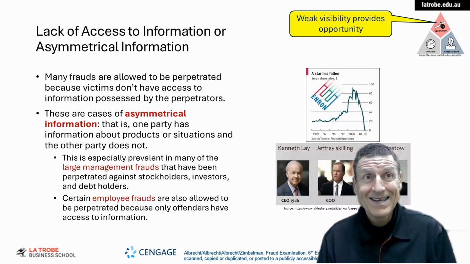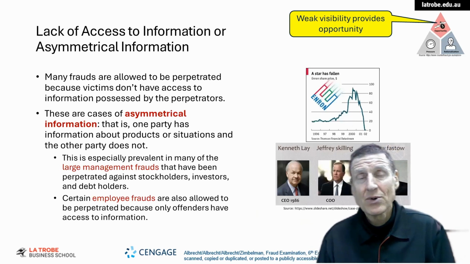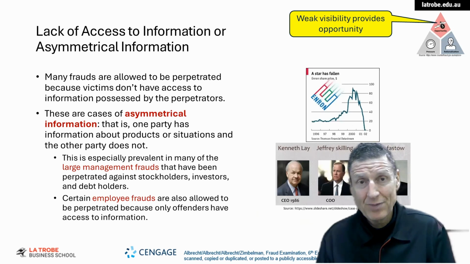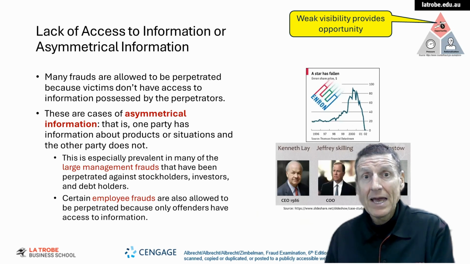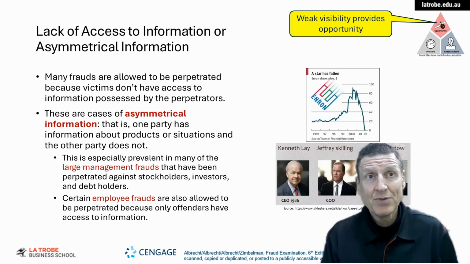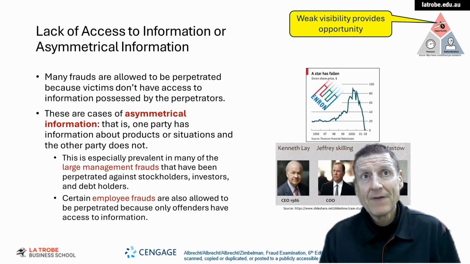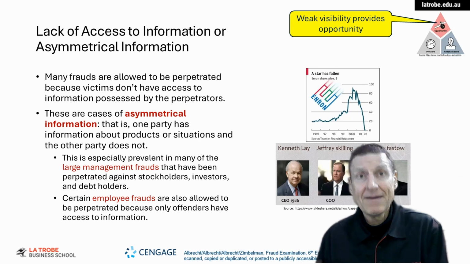Related to that is the lack of access to information, or asymmetrical information. The same idea, but now we're talking about management fraud. Before, it was the mechanic fraudulently behaving and ripping you off as the consumer. Here, we have the management ripping off the shareholder. That is, they're committing the fraud on behalf of the organization.